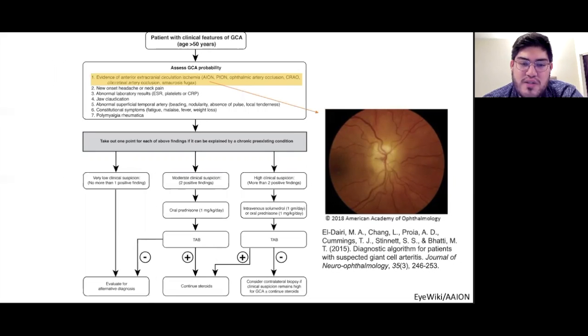Now, whenever you have a patient with AION, you're going to see that they have a rapid onset of unilateral vision loss. You're going to present with 20/200 vision. In a visual field defect, it can be like an altitudinal defect, which is the most common one. And whenever you do an exam, you're going to see something similar to the picture I have here. This picture is very classic. It's going to be a chalky white pallor of the optic nerve, and there's going to be some edema. So you can see that clearly here.